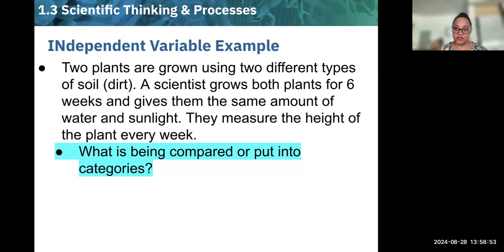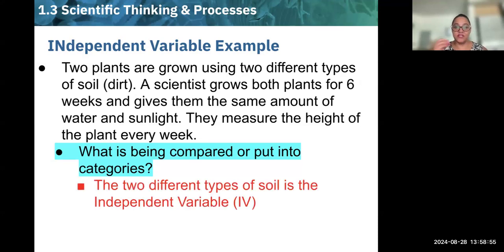And then it says the two different plants are given two different types of soil or dirt. So the two different types of soil is what we are manipulating on purpose to be able to compare soil A and soil B, which one made the plant grow better. So the two different types of soil is the independent variable of this experiment.